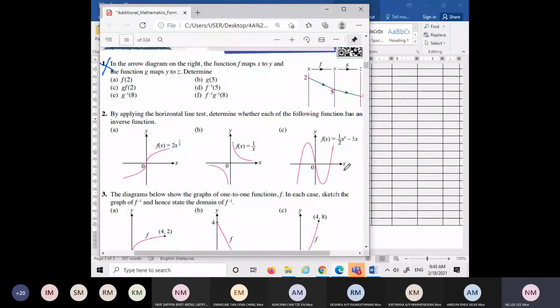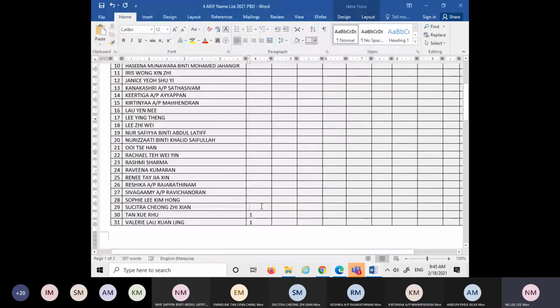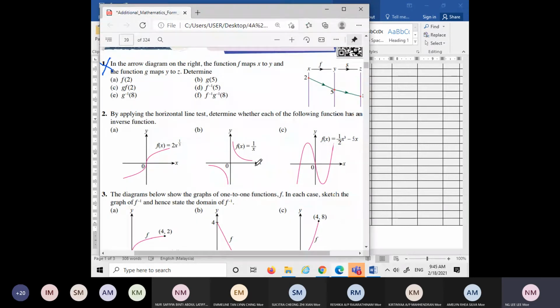Next girl, Suchitra. Look at C. No inverse function. When you draw the horizontal line, you will cut 3 points. So this one is not cutting at 1 point only. So no inverse. Suchitra is getting 1. Maybe I change a little bit. Yan Ni, same thing. So this one you no need to do. I think, wait, I have to choose suitable questions.